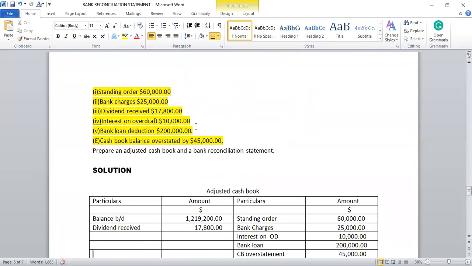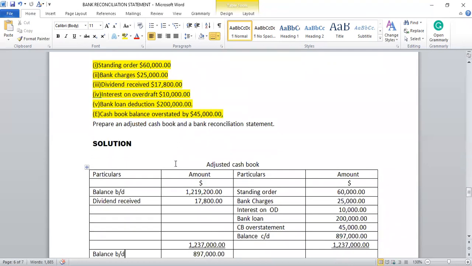Then we have dividend received, $17,800. It's a yellow one, so it's also going to that. The bank has received it on our behalf, but we don't know anything about it. So we have to include it. Everything they have credited us, we have to debit our cash. So we debit. Okay, now we are done with the debit side. Now let us go to the credit side of the cash.